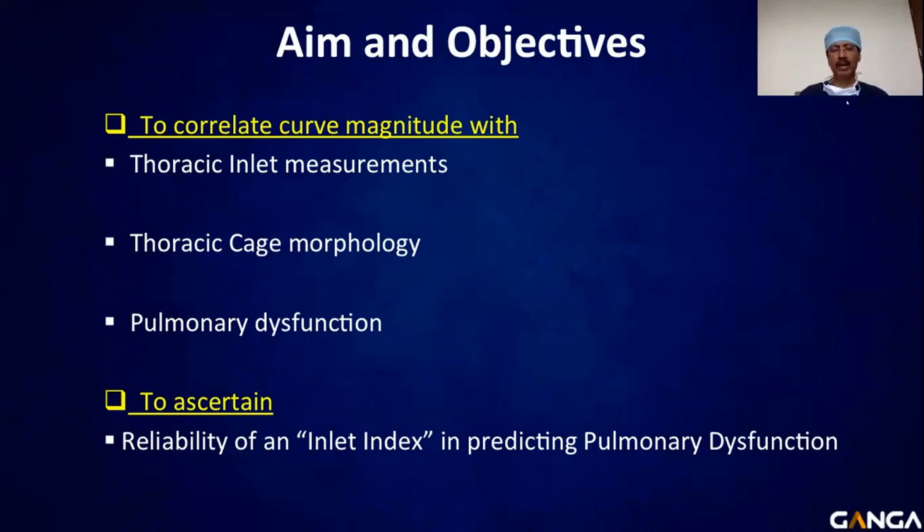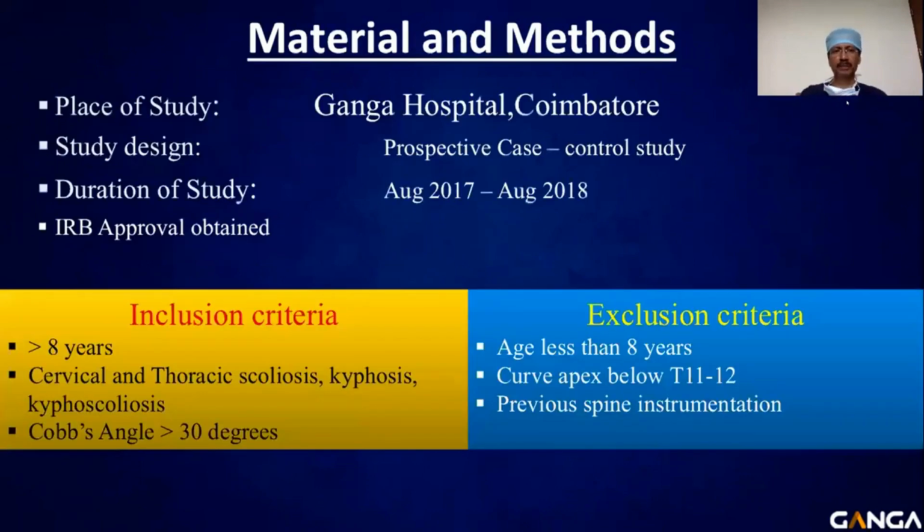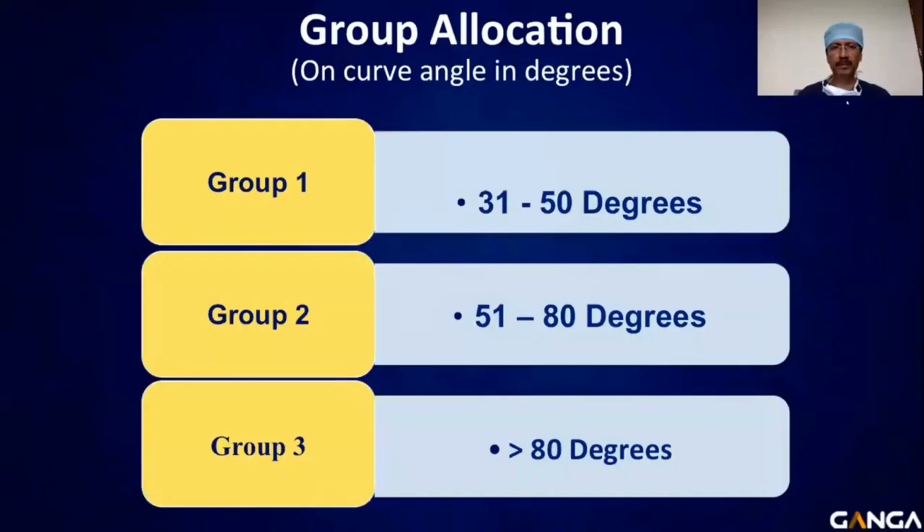And we wanted to find out whether the calculation of a thoracic inlet index will be good in predicting pulmonary dysfunction. So this was done between August 2017 and August 2018, a one-year study done prospectively in Ganga Hospital. And we included all cases above the age of 8 years, cervical and thoracic scoliosis, kyphosis or kyphoscoliosis, and the deformity had to be greater than 30 degrees. And these were the exclusion criteria.